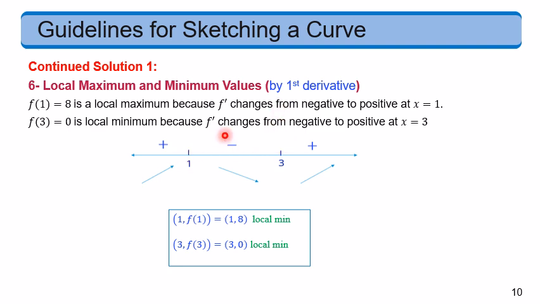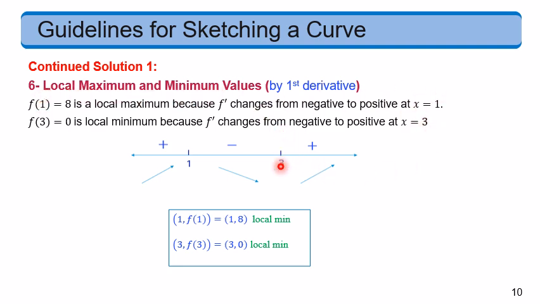Same at 3, negative to positive. Negative to positive means at 3 it is a minimum. Now what is the maximum value? What is the minimum value? So f(1): in the given function we will substitute x by 1. We will replace x by 1. So if we calculate in the given function, just replacing x by 1, we have 8. It is a local maxima at 1.